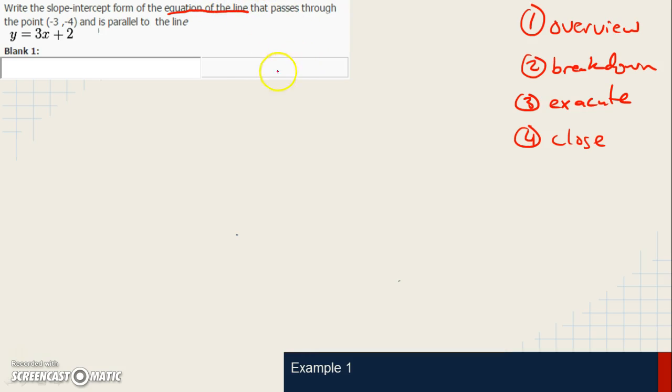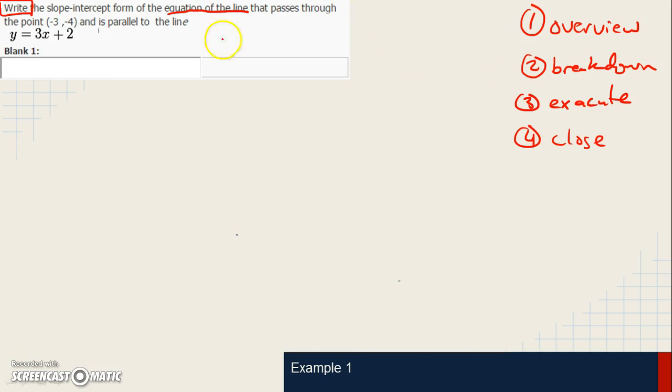And what is it asking for? It's asking us to create or write that equation. So we're going to write the equation of a line. So now we know what it's about and we know what it's asking us for. We've got to figure out how to break it down.